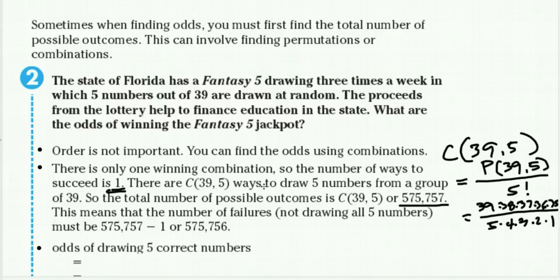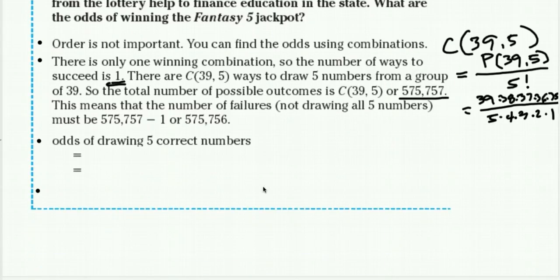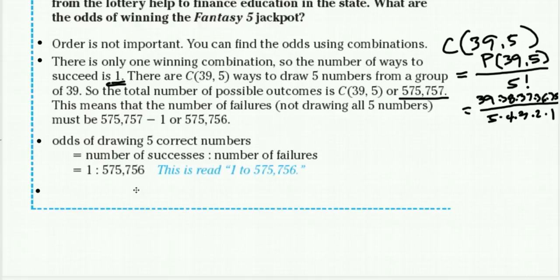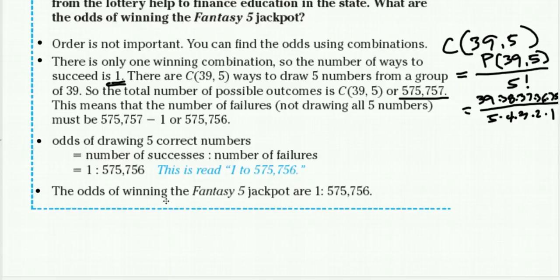Getting 5 correct numbers will be equal to the number of successes over the number of failures, and the number of successes we know is 1, and the number of failures is 575,756. So the odds will be 1 to 575,756. The odds of winning a Fantasy 5 jackpot are 1 to 575,756. And this is just the Fantasy 5.